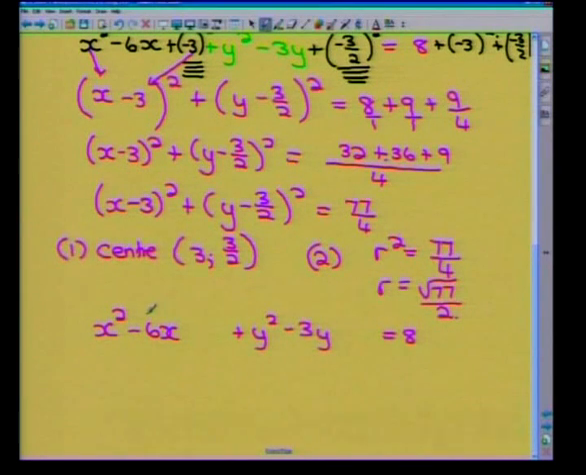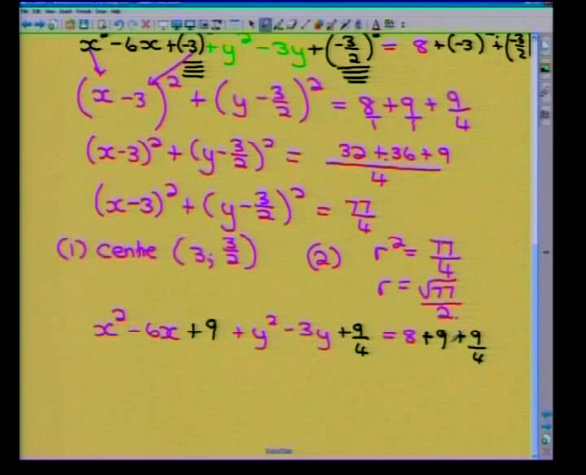I would take the coefficient of x, it's minus 6, halve it, it's going to be minus 3, square it, it's going to be 9, and I would put 9 on both sides. I take this, half of that is minus 3 over 2, square it, it's going to be 9 over 4, add it to both sides.